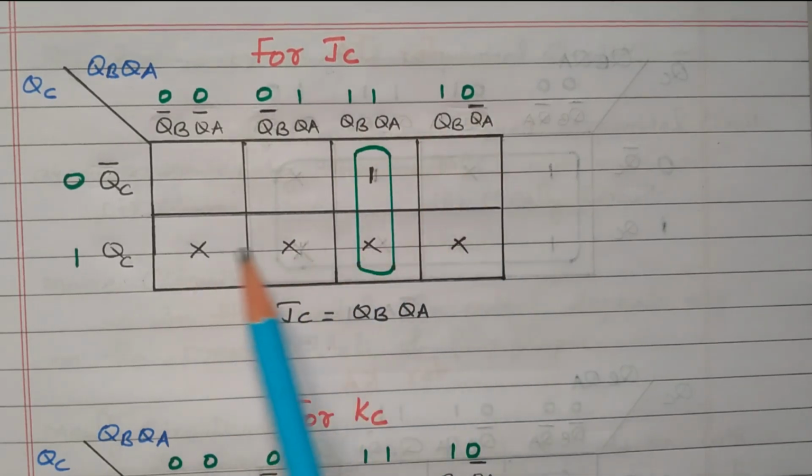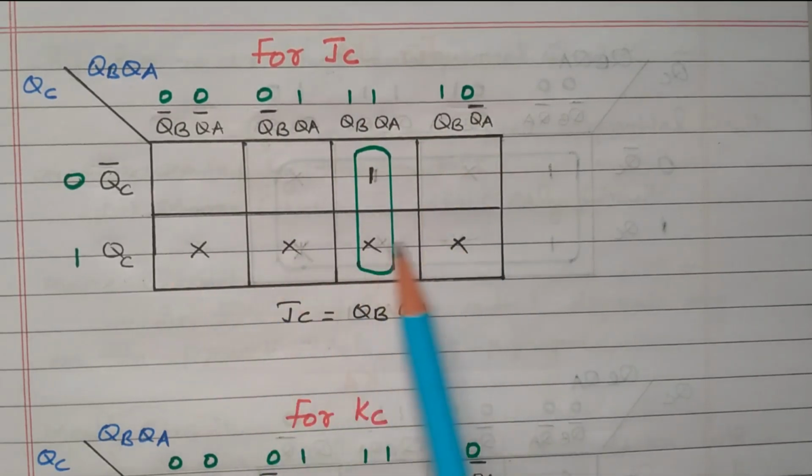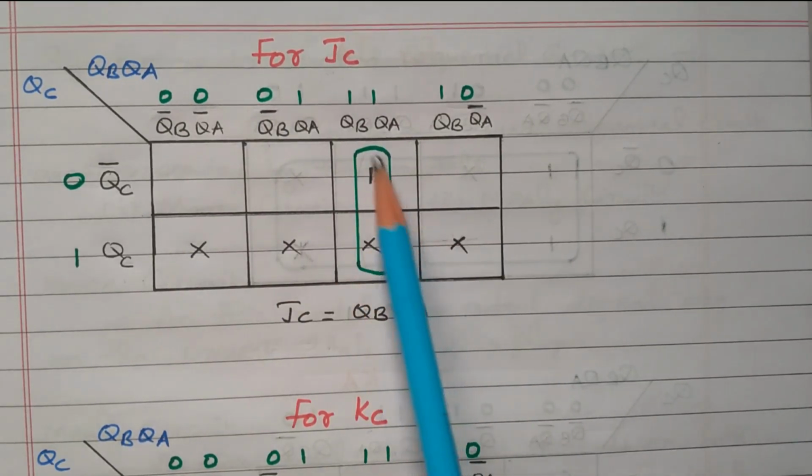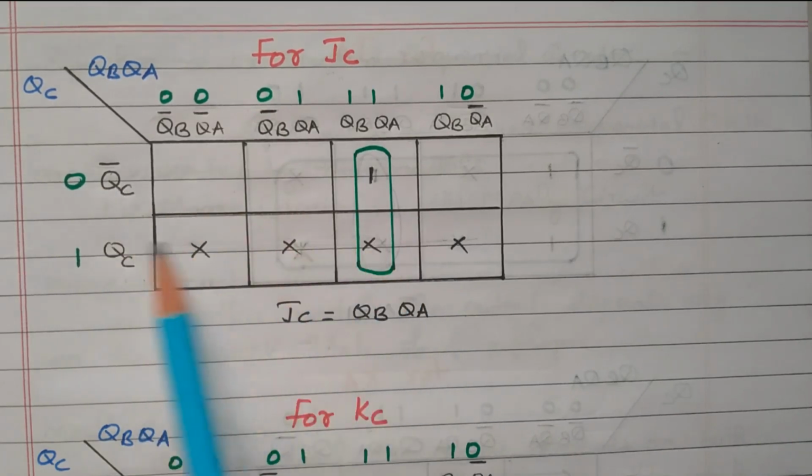So from the table it is marked. These 4 are don't care conditions. This is 1. So we can combine these 2 cells. If we combine these 2 cells, these 2 rows get cancelled.